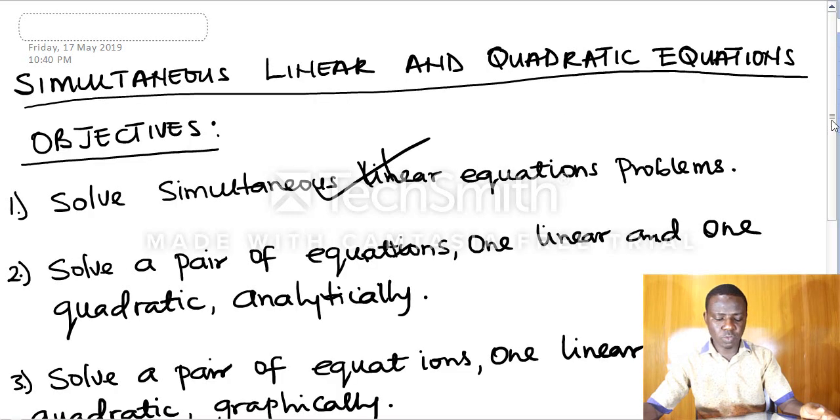In our next class, we shall be taking the second objective, which says solve a pair of equations, one linear and one quadratic, analytically. So in our next class, this is the objective we'll be looking at, where one of the equations will be a linear equation and the other will be a quadratic equation, and we are going to solve them. Thank you for being part of this class.